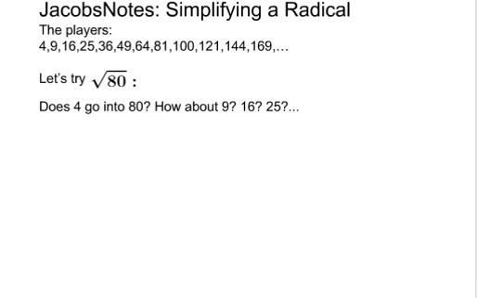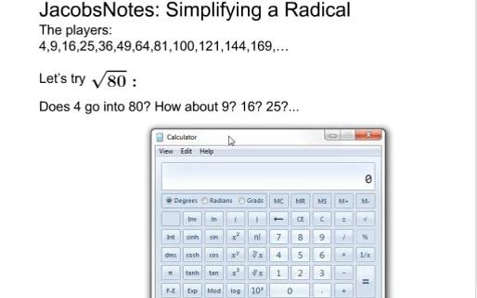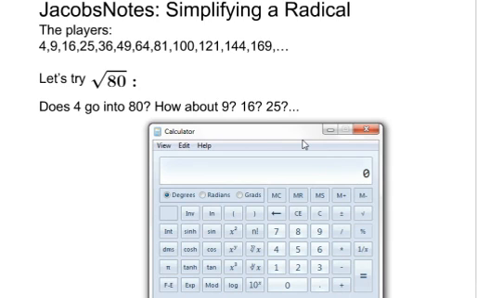And let me bring the calculator into the picture here. So I take 80 and I divide it by 4. Notice 4 goes into 80 evenly, but I don't want to stop there. Keep checking because you want to find the biggest player that goes into it, not just any number. So let's check 9 next. Does 9 go into 80? Nope. What about 16? Does 16 go into 80? Yes, it does. Okay, 16 goes into 80.